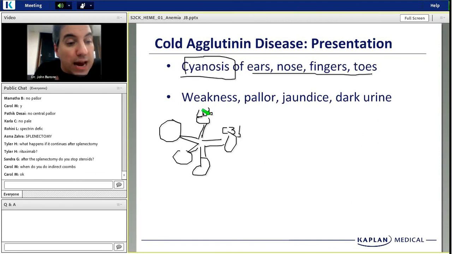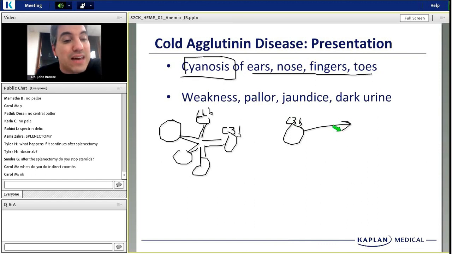Gets back to the warm area, what happens to the IgM? It comes off. The IgM comes off. It doesn't stick anymore. It only stuck where it was cold. Now it gets back here. It comes off. So now the red cell is free, but it still has C3b on the surface. So when this gets to the liver, the Kupffer cells will now eat it. That's why you get the anemia.